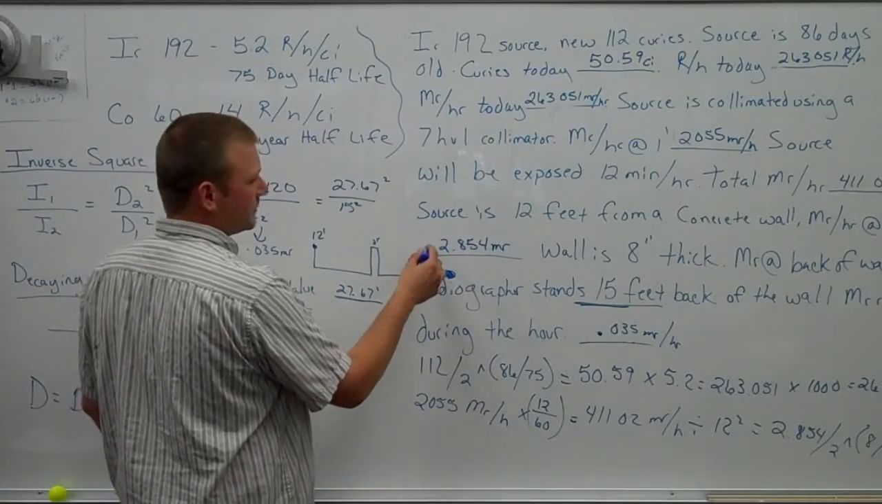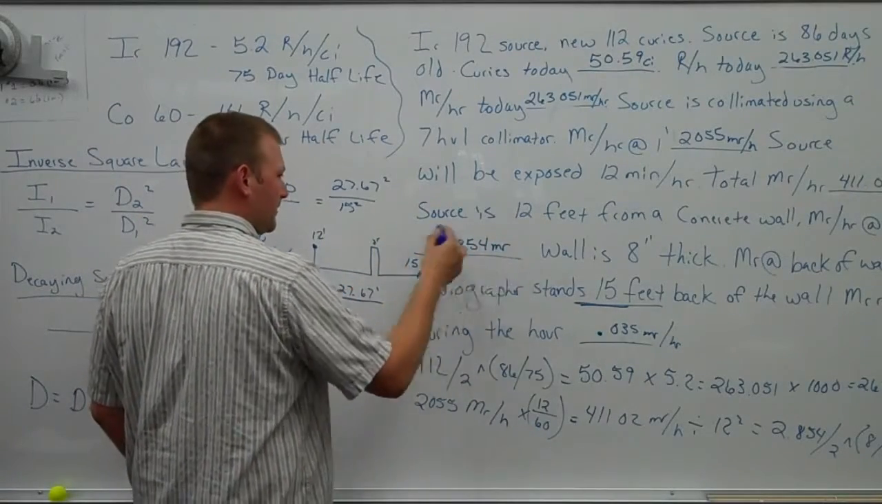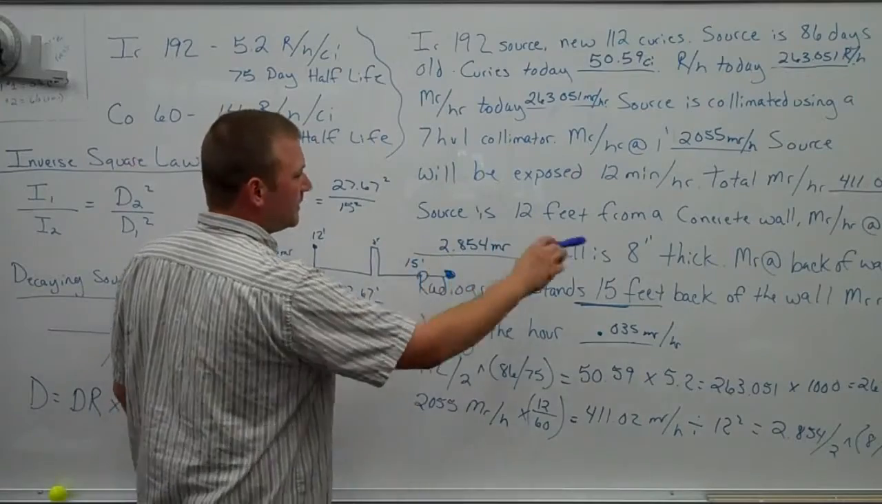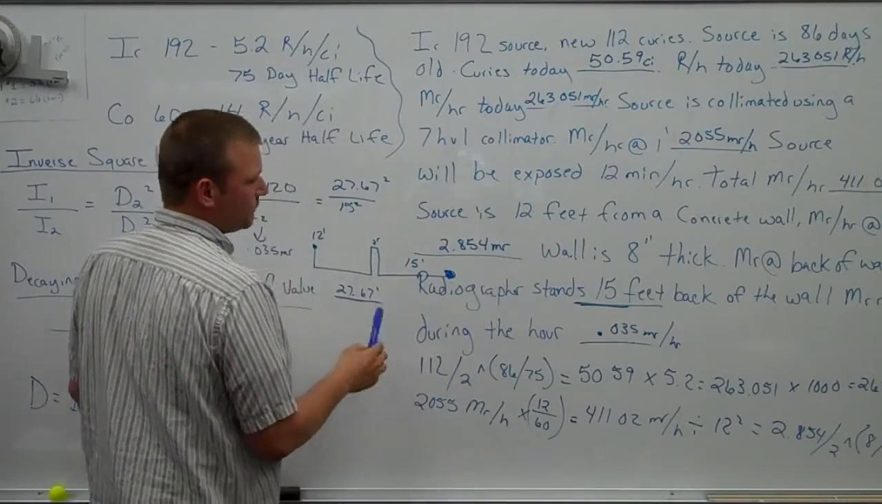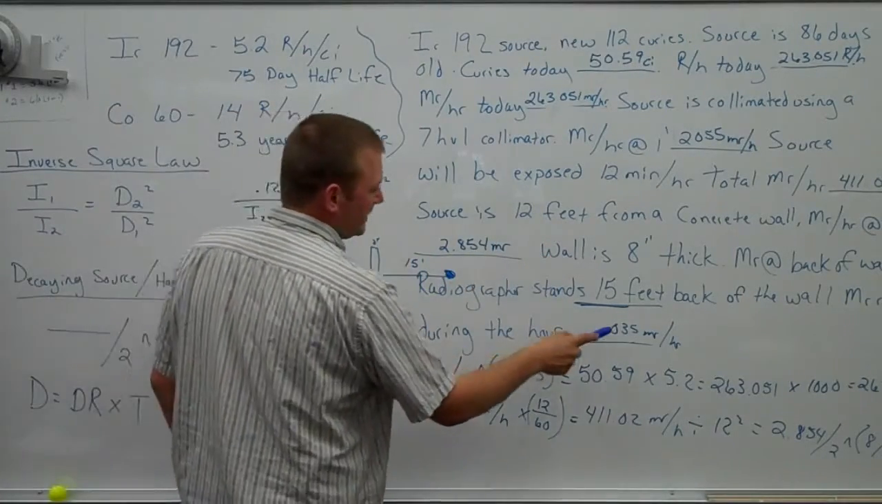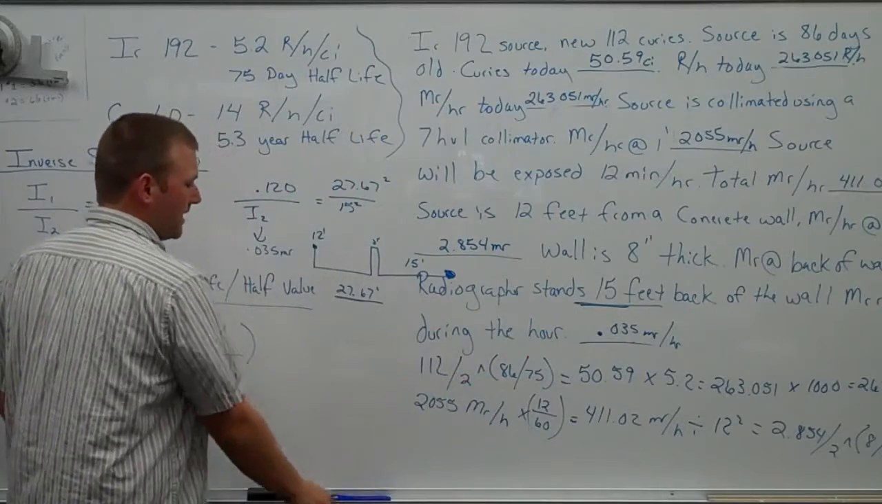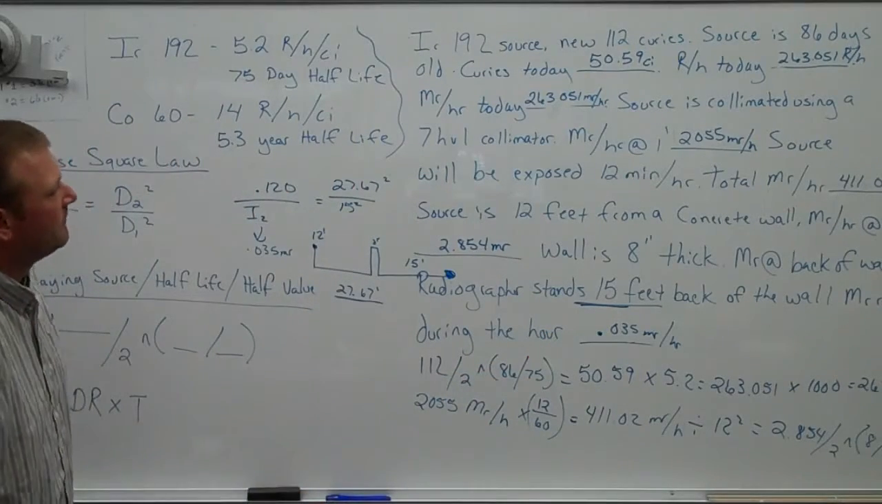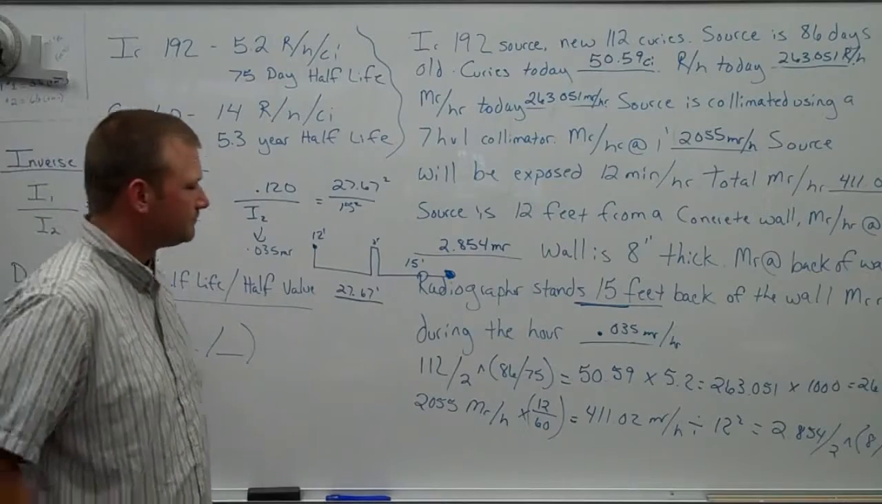So now we back up. We're at 2, which is, this is a 2 mR boundary, or pretty close to. Back side of the wall, 0.120. We go back another 15 feet. Decays even further, way down to 0.035 mR per hour. Very, very good number to be dealing with.